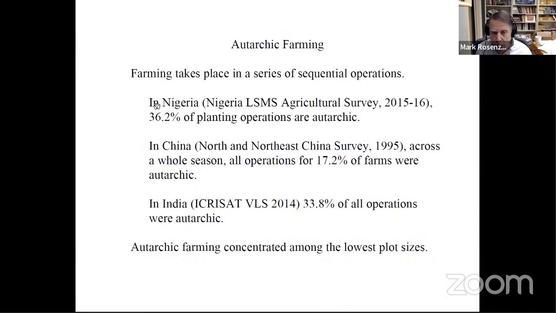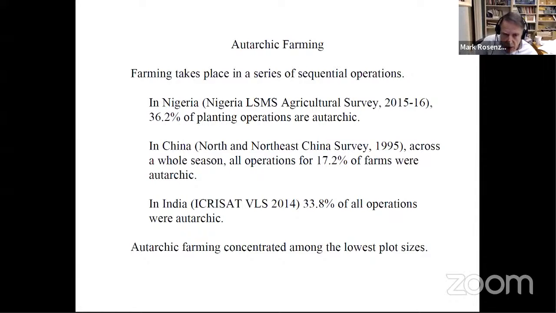Now there's a 4th characteristic of farming in low-income countries, and that's the amount of farming that takes place without the farms using hired labor and without any of the farm members working off the farm for wages. So we call that autarkic farming. They're separated from the labor market, either as suppliers of labor or as demanders of labor. So for example, in the Nigeria data, 36% of the planting operations are autarkic. In China, which doesn't have operation-specific data, we have to look at the whole season, 17% of the farms over the whole cropping season are autarkic, neither selling labor nor buying labor.